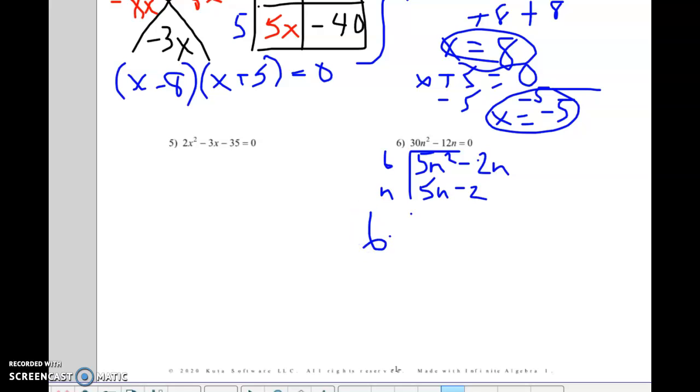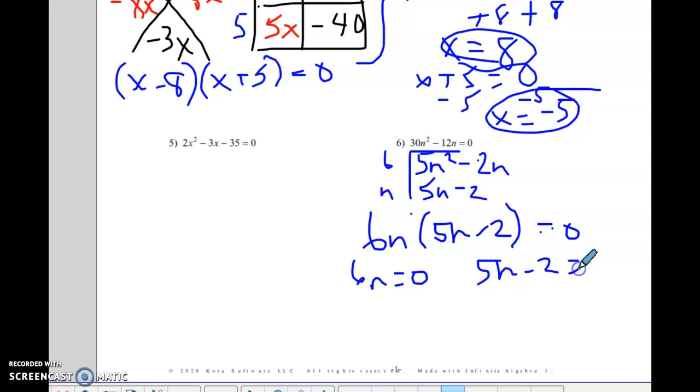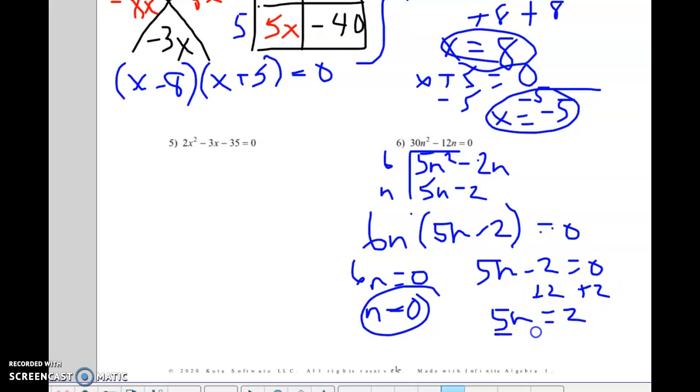So I have 6n times 5n minus 2 equals 0. So 6n equals 0 and 5n minus 2 is equal to 0. So right here n equals 0. And then this one I'm going to add 2. So 5n is 2. And then divide by 5. So 2 over 5 and 0.